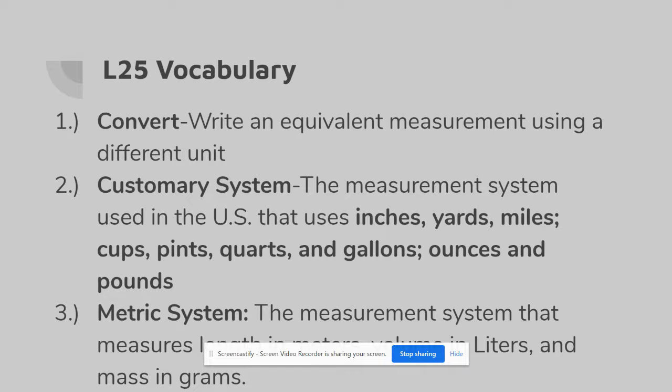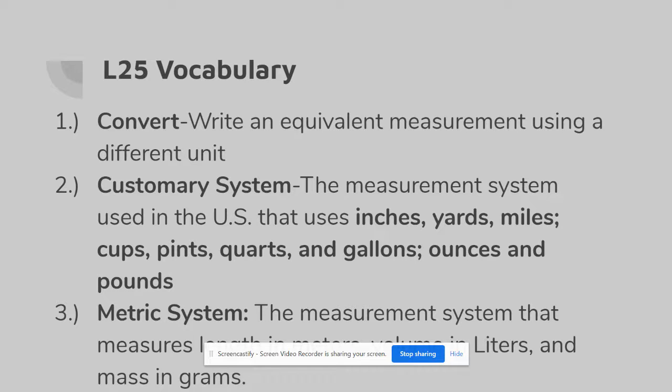All right, so we have some vocabulary. Please pause again and go ahead and write these down. So lesson 25, the first one is convert. We're converting units, so it's to write an equivalent measurement using a different unit. So I could say 2 feet is equivalent to 36 inches. They are the same length, however, they are different measurements. Customary system is a measurement system used in the US that uses inches, yards, miles for length, cups, pints, quarts, and gallons for volume in liquid, and ounces and pounds for weight.